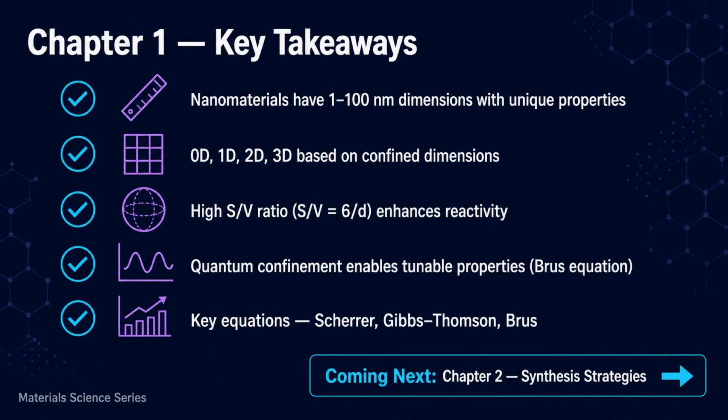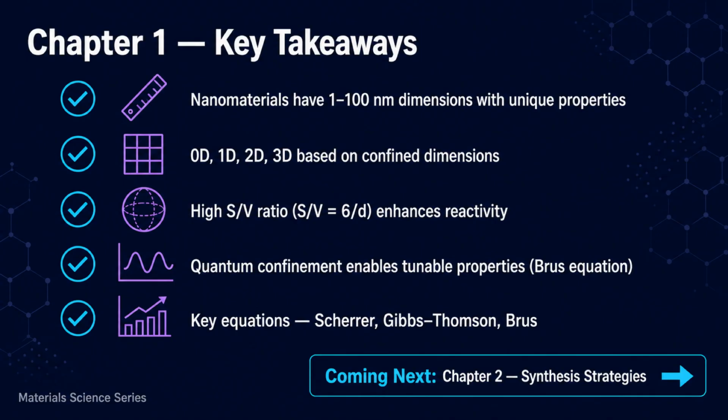Let's summarize what we've learned in this chapter. Nanomaterials are defined by having at least one dimension between 1 and 100 nanometers, and at this scale, materials exhibit unique properties not seen in bulk. We classify nanomaterials by dimensionality: 0D materials like quantum dots and nanoparticles, 1D materials like nanowires and nanotubes, 2D materials like graphene, and 3D nanostructured materials like aerogels and MOFs.